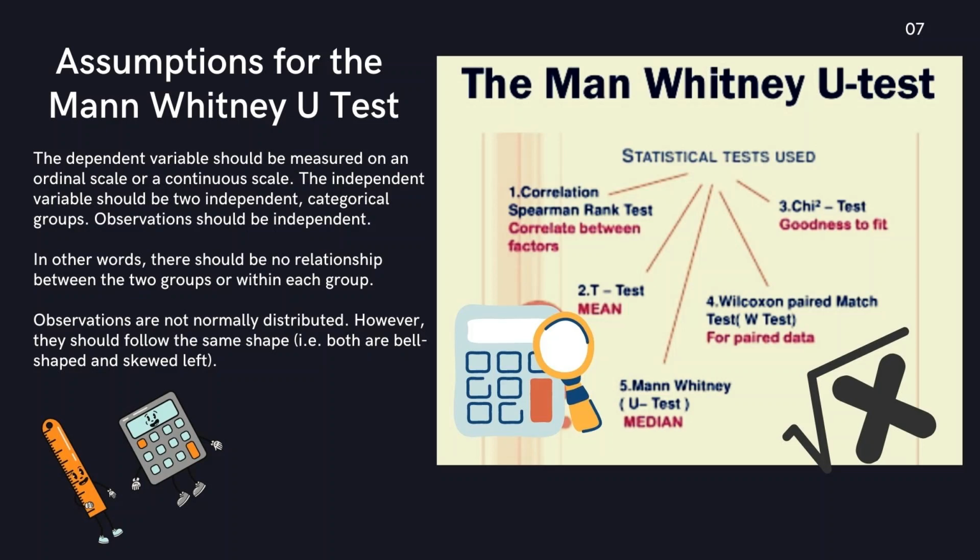Before solving the problem, let me share some assumptions for the Mann Whitney U test. The dependent variable should be measured on an ordinal scale or a continuous scale. The independent variable should be two independent categorical groups. Observations should be independent. In other words, there should be no relationship between the two groups or within each group. Observations are not normally distributed. However, they should follow the same shape, that is, both are bell-shaped or skewed left.